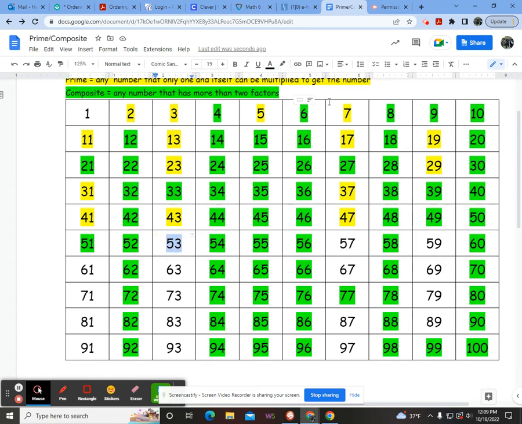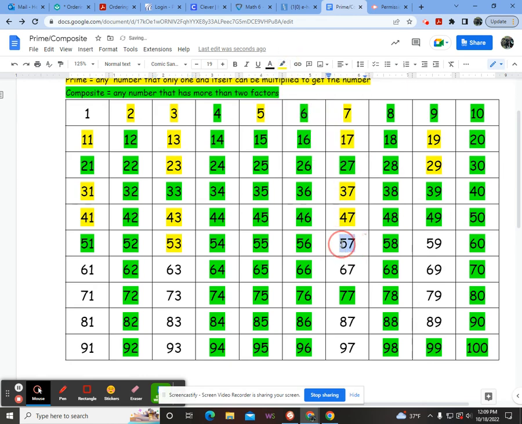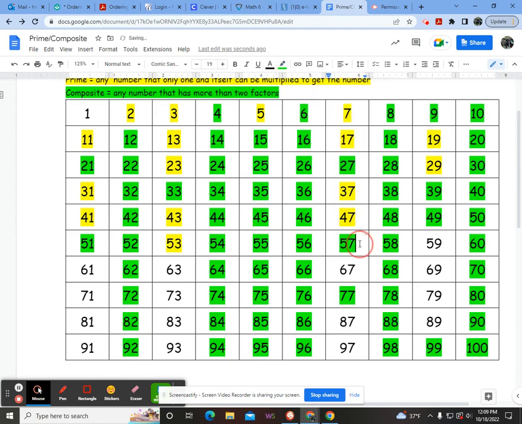53. It is prime, yellow. 57. It is not. It is composite. This is that rule again. What is 5 plus 7? Will 3 go into 12? Therefore, 3 goes into 57.